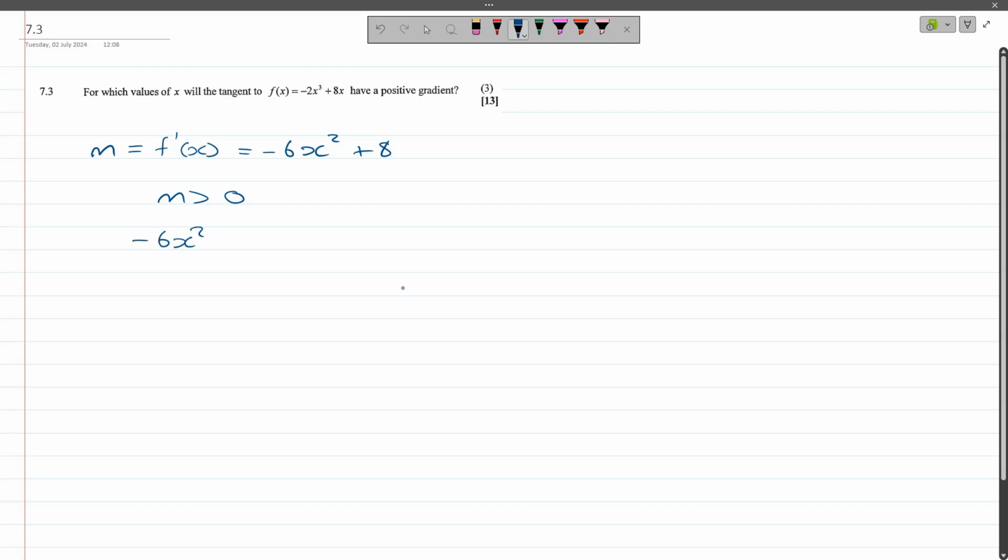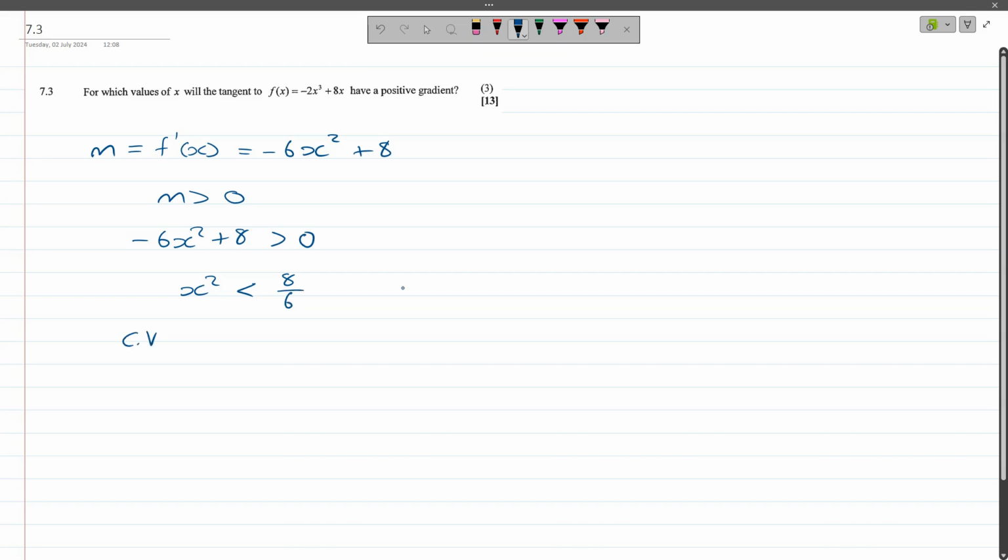Therefore, it's just minus 6x squared plus 8 is greater than 0. For which x values will this be true? So at this point, we need our critical values. So we can say, let's make it easy and have 8 go to the other side and then divide by 6 or by minus 6. So if we do that, we're going to have x squared is smaller than 8 over 6.